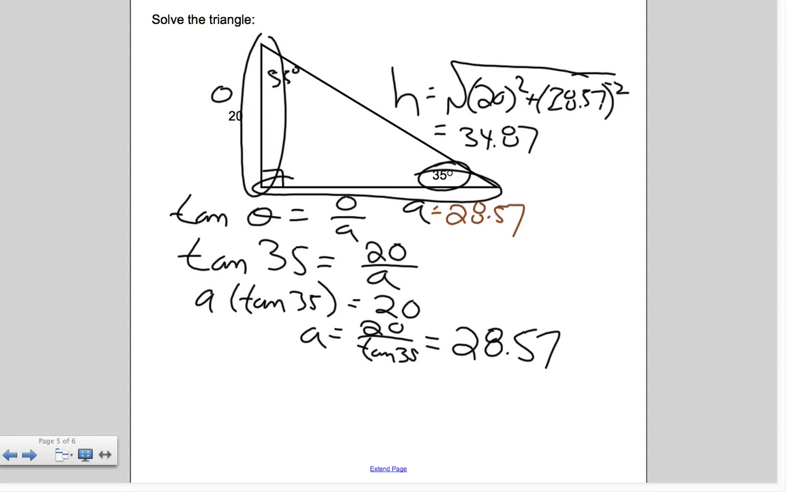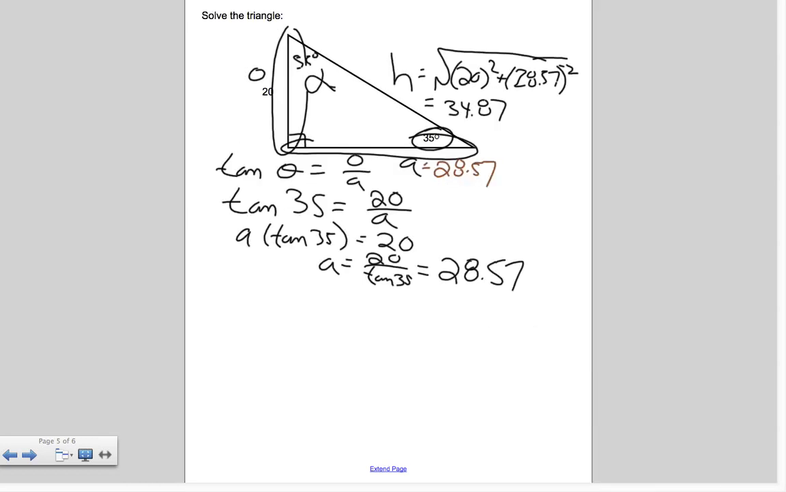Let's just say, humor me, I don't want to do it that way. We're going to call this angle another Greek letter called alpha, like a little a, almost like a little fishy. So here we have alpha. What is the tan of alpha?